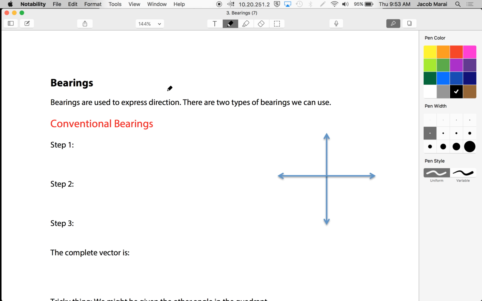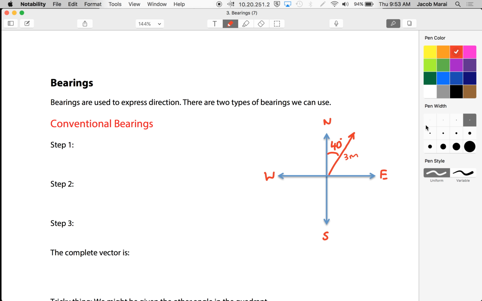So there are two types of bearings. Doesn't really matter which one you use. So here's our little cardinal axes. Let's go north, south, east, and west. Let's draw in a vector, like so, and call that 40 degrees, and let's call that 3 meters.